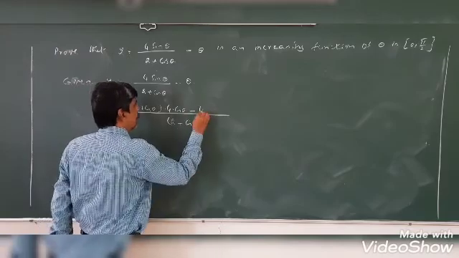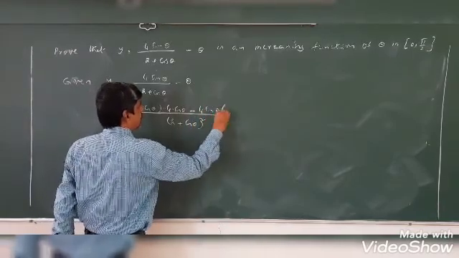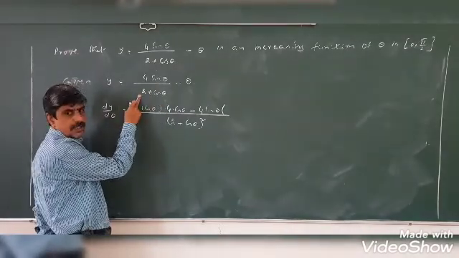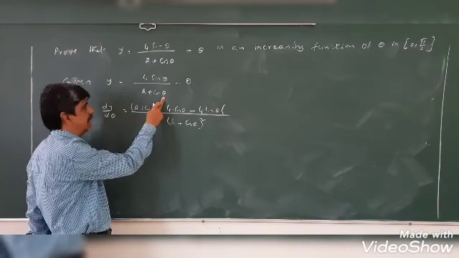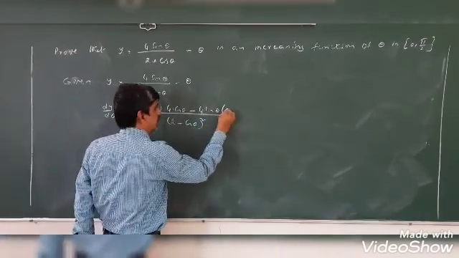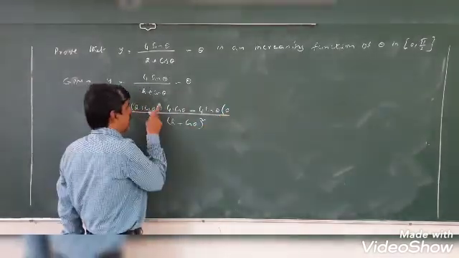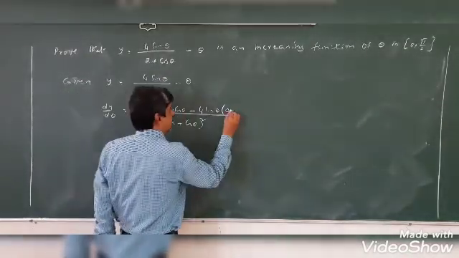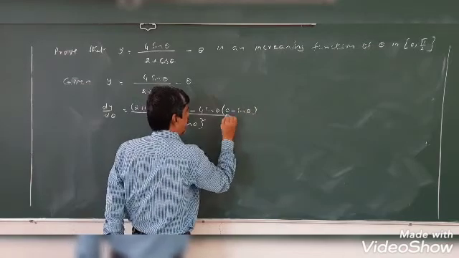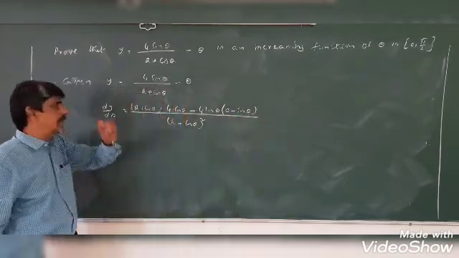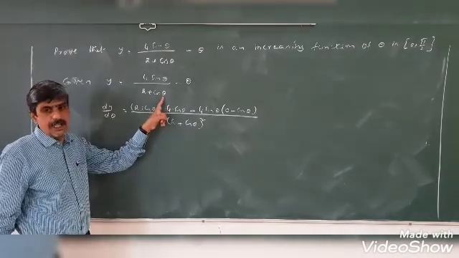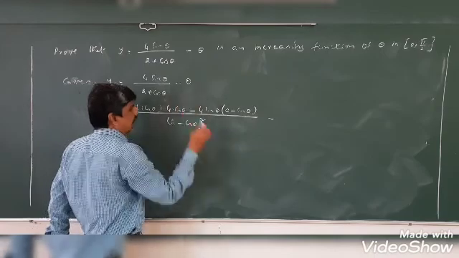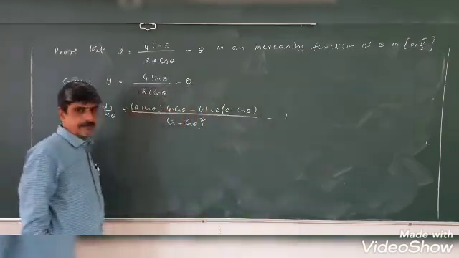Minus numerator, 4 sin theta, into the derivative of the denominator. The derivative of the denominator is d by d theta of 2 plus cos theta. d by d theta of 2 is a constant, 0, plus d by d theta of cos theta is minus sin theta. So plus into minus is minus sin theta. Then d by d theta of theta is 1, minus d by d theta of theta is 1.